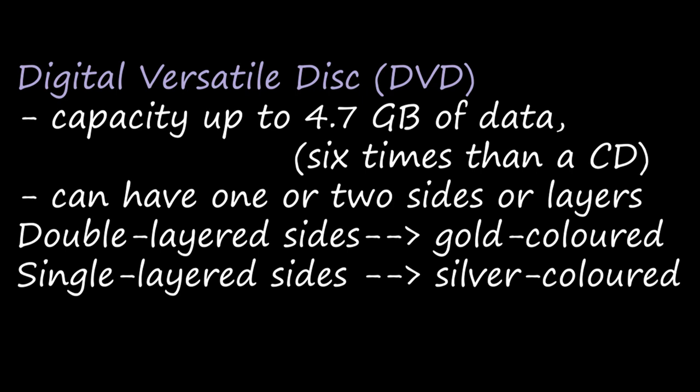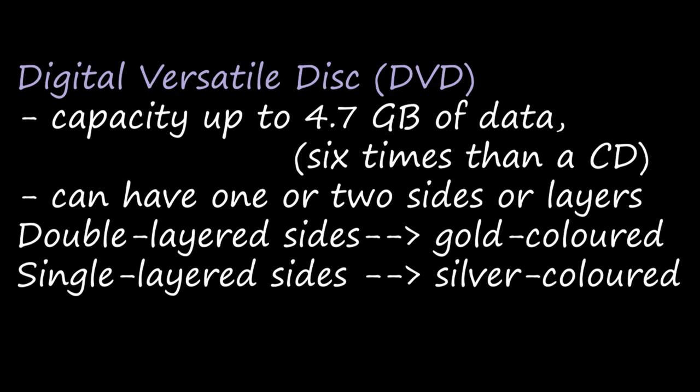Okay, all of this, the number of sides and the number of layers, will determine the capacity of this DVD. That only determines how much data it can hold. If it is double layered, usually it will be gold colored. If it is single layered or single sided, it will usually be silver colored.